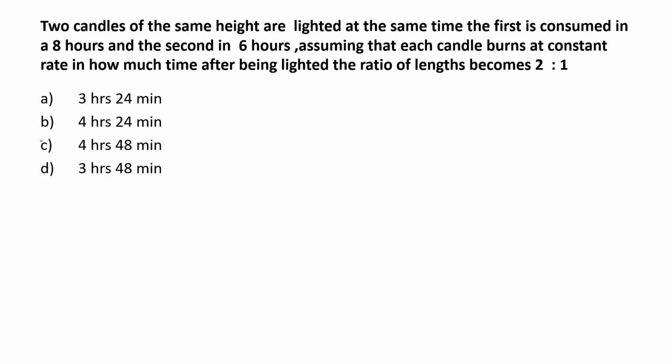2 candles of the same height are lighted at the same time. The first is consumed in 8 hours and the second in 6 hours. Assuming that each candle burns at a constant rate, in how much time after being lighted the ratio of lengths becomes 2:1? Okay. Very good question again.